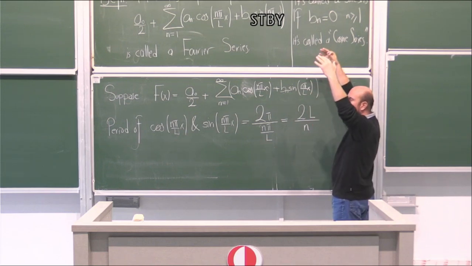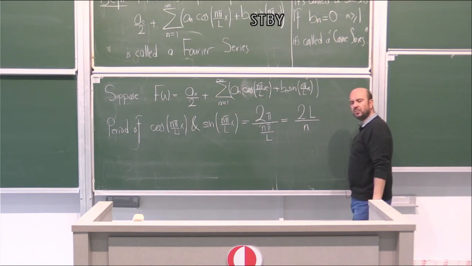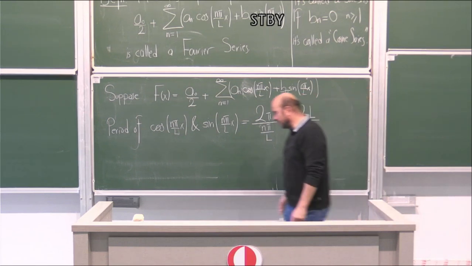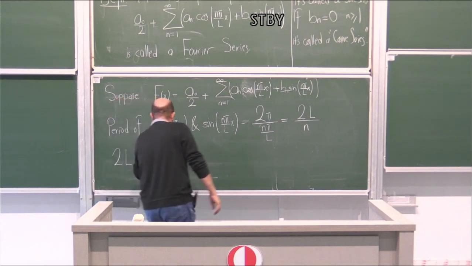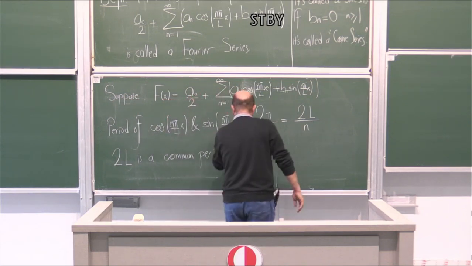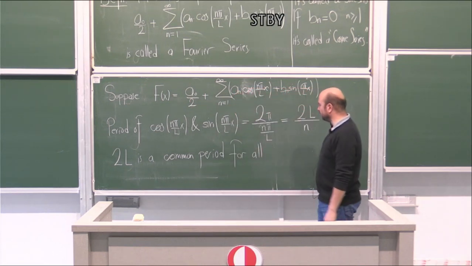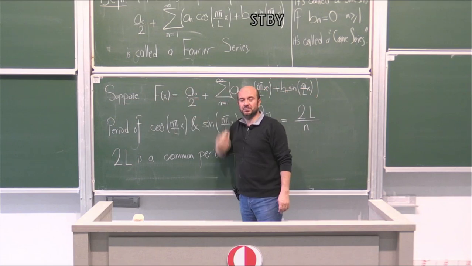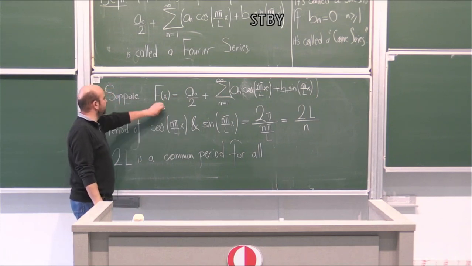There's a big number which I can use as a period for all of them, and that number is 2L here. So if this is the case, 2L is a common period for all. Then this function f of x must be a periodic function. And what is the period? Its period must be 2L.